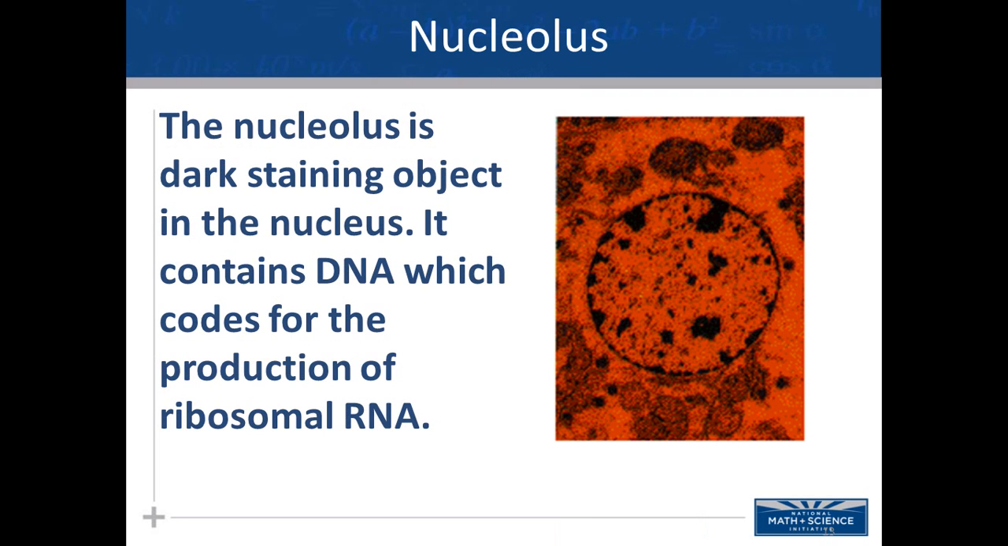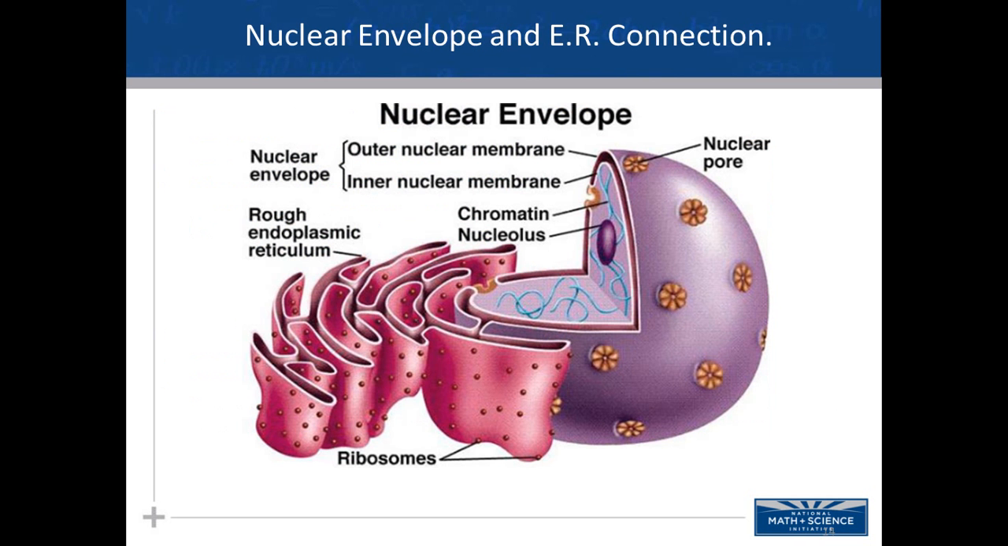And so before we go to the ER, let me backtrack and talk about the nucleolus. We mentioned that the nucleolus is a prominent structure found in the nucleus, and it contains DNA, and that DNA codes for the production of ribosomal RNA for ribosomes. Alright, so now let's get back to the endoplasmic reticulum. I mentioned that there were two types. There's rough ER and smooth ER.